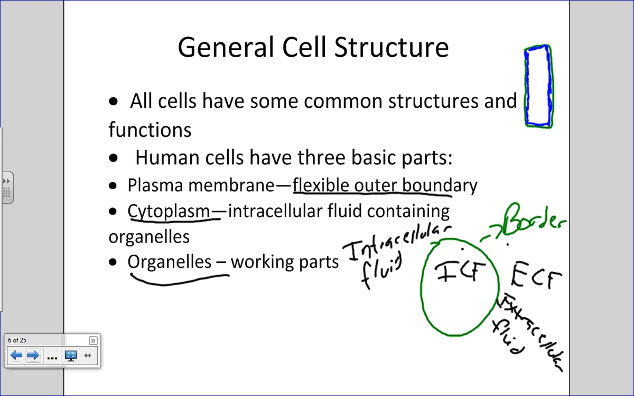So basically, the organelles, as I mentioned before, would be the parts of the cell. Now, don't think of the organelles as like the parts of a car. Like you have an alternator, and the alternator has the job of keeping the battery charged, or you have a radiator that has some components that keep the engine cooled, or a transmission that we use to shift gears.